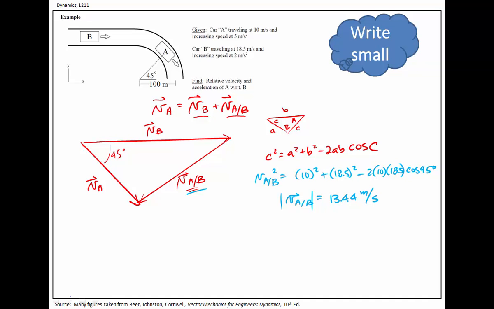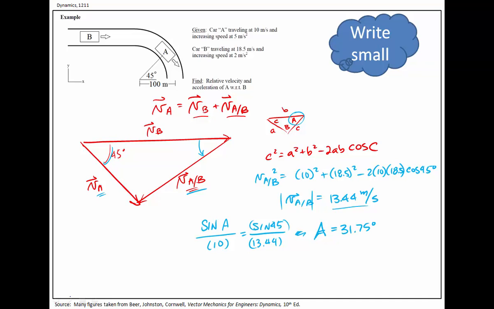And then if I wanted to find the angle of attack right here, I would look for this guy right here. So that would be my angle A that I would try to find, and I'd use the law of sines. So I'd say the sine of A over 10, because the magnitude of the velocity of A is 10, is equal to the sine of 45, that's this angle, divided by this value that I just had, 13.44.